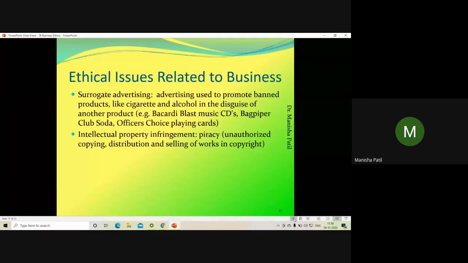Second one is intellectual property infringement, that is piracy, unauthorized copying, distribution, and selling of works in copyright. So as you know, just after the release of any music album or a film, it is easily available in the pirated market. You get its CDs in as less as 15-20 rupees. So it is piracy.